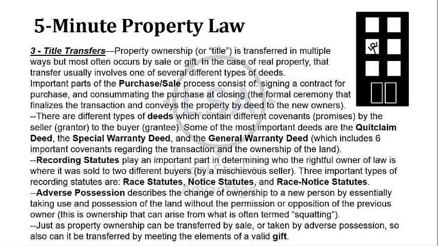There are several different types of deeds, which contain different covenants or promises by the seller, also known as the grantor, to the buyer, also known as the grantee, the person receiving the property. Some of the most important deeds are the quitclaim deed, the special warranty deed, and the general warranty deed. That last one, the general warranty deed, includes 6 important covenants regarding the transaction and the ownership of the land.